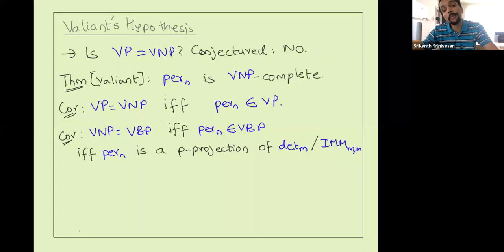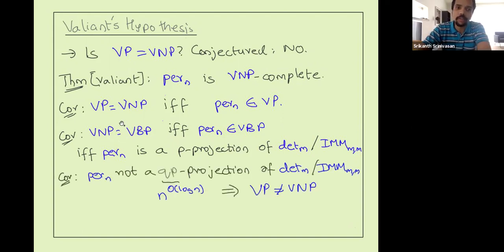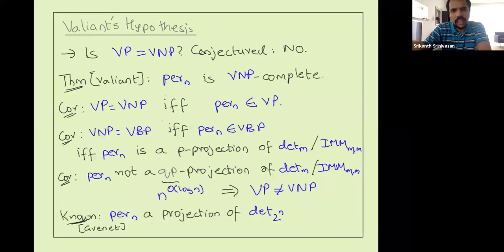If you've been following some of the earlier lectures in the series, you've seen a lot about how we show that the permanent is not a projection of a small determinant or IMM. And this is exactly why we look at these questions, because that's exactly equivalent to VNP versus VBP. It's not exactly equivalent to VP versus VNP, but proving strong enough results in this direction would let you prove VP not equal to VNP as well. But let me skip that.